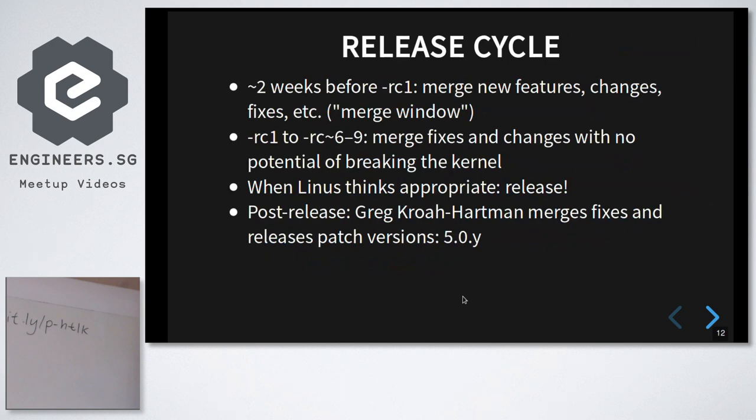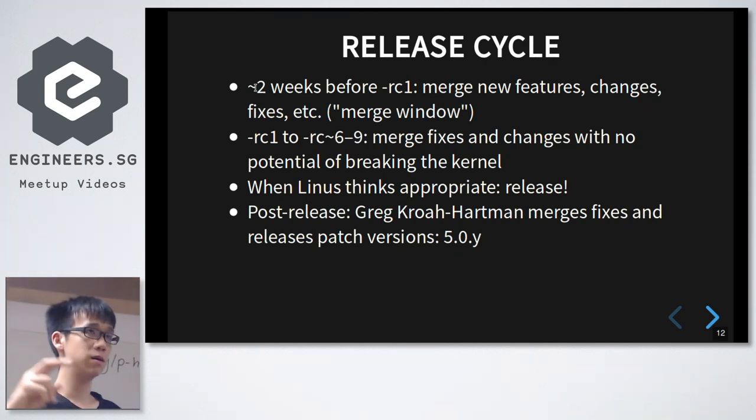Okay, so we talk about the Linux release cycle. This is what happens now; in the past, it probably was different. Let's say we have the 5.0 release. The moment 5.0 is released, the merge window for the next release starts. It usually lasts about 1-2 weeks.